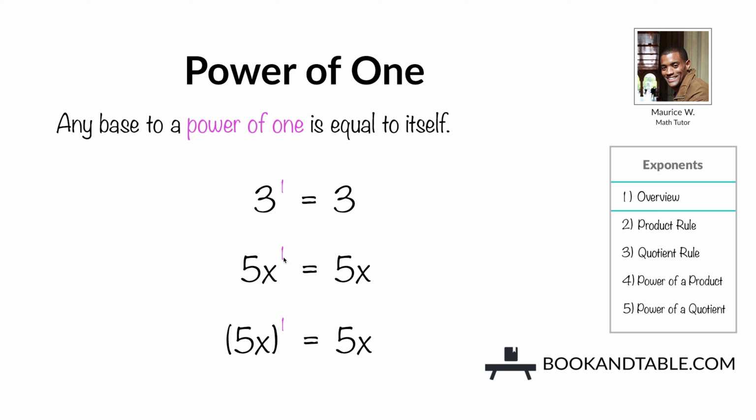5x to a power of 1 is equal to 5x. In this case, this 1 is only being applied to the x. Here, (5x) to the 1 is equal to 5x. In this case, the 1 is being applied to both. We'll talk a little bit more about this in a second, how the exponent outside of the parentheses relates to each term inside of the parentheses.